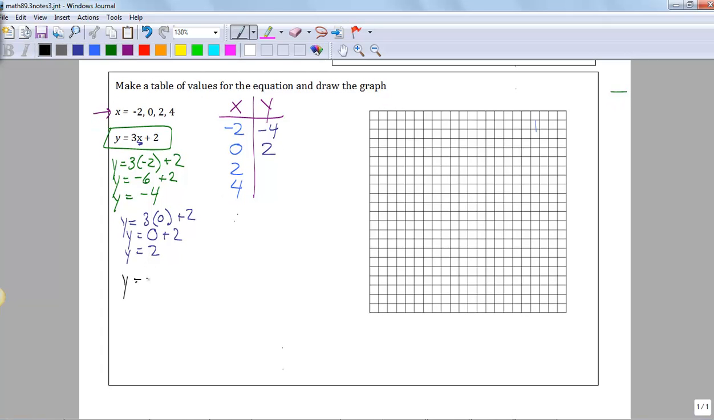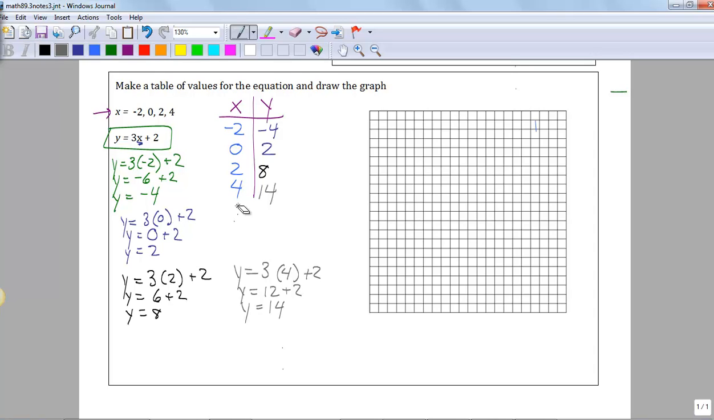Let's see, we'll do it when x is positive 2 this time. So again, 3 times 2 is 6, plus 2. y equals 6 plus 2 is 8. So if x is 2, y is 8. Last one, y equals 3, and rather than writing x, I'm going to write in 4 for x because I know what it is, plus 2. y equals 12 plus 2, y equals 14. And I've just come up with my very own table of values.